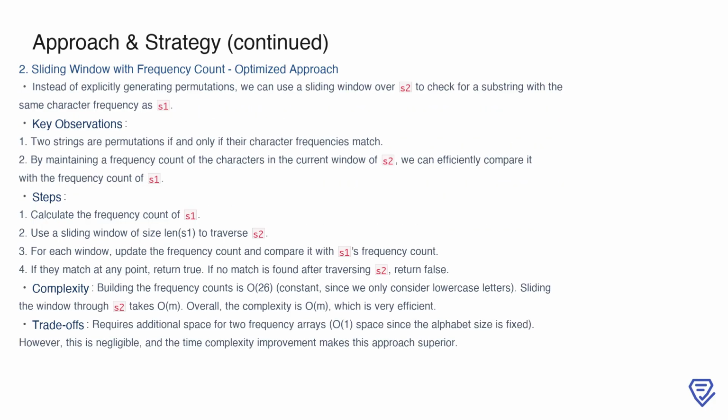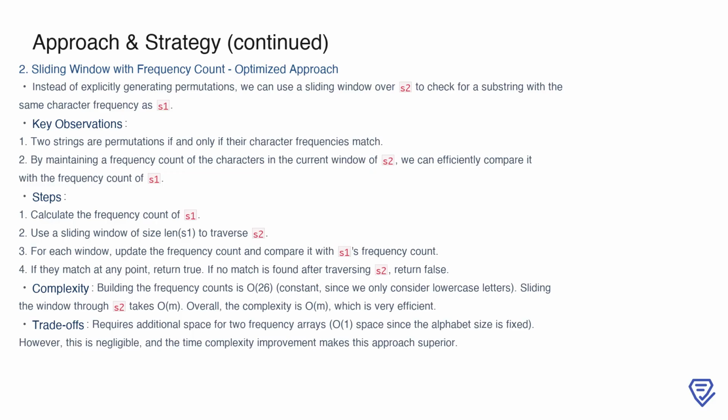Now, let's explore a more efficient solution using a sliding window with frequency counts. Instead of explicitly generating all permutations of S1, we can use a sliding window over S2 to identify substrings that share the same character frequency as S1. The key insights here are: first, two strings are permutations of each other if and only if their character frequencies match. Second, by maintaining a frequency count of characters in the current window of S2, we can efficiently compare it to the frequency count of S1.